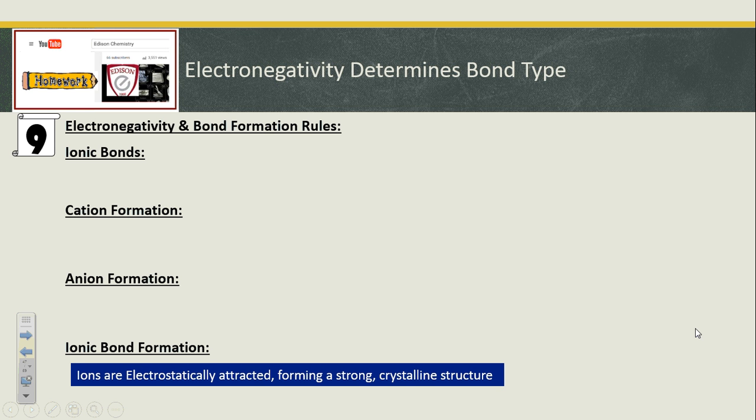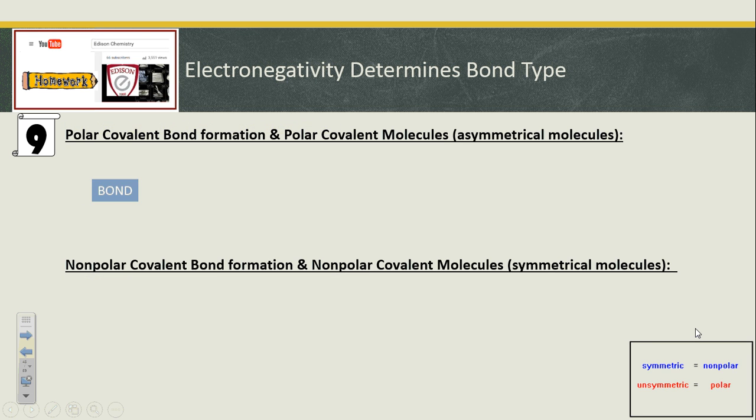They form a very strong crystal structure that is hard to turn into a liquid or a gas. Okay, that's why ionic compounds have very high melting and boiling points. But that's not all about electronegativity. Bonds themselves can be polar or nonpolar.